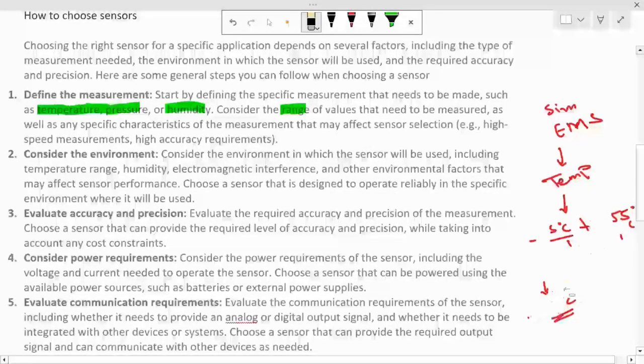Now let's see the second point: consider the environment.